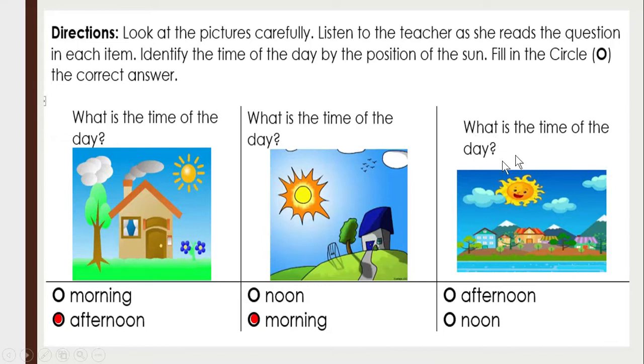What is the time of the day of the picture? Afternoon or noon? Very good. The answer is noon.